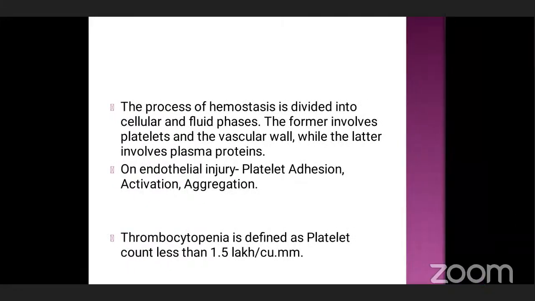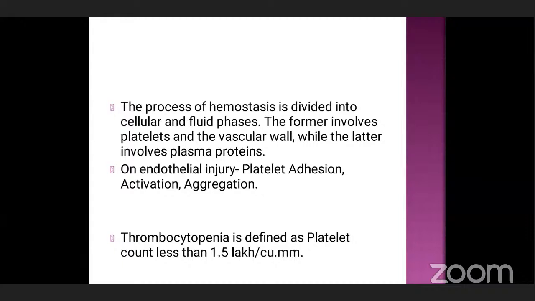So the process of hemostasis means our body is responding to a vascular injury or an endothelial injury. So what does the body do to stop bleeding? That is what is known as hemostasis. So there are two phases for hemostasis. First is the cellular phase and next is the fluid phase. Cellular phase is the one in which the platelets come into action.